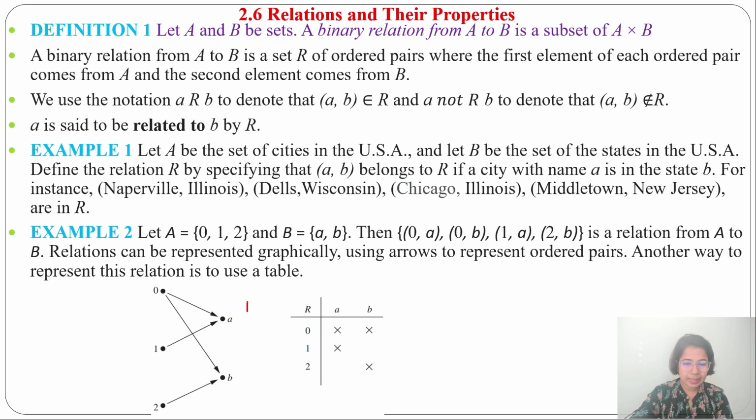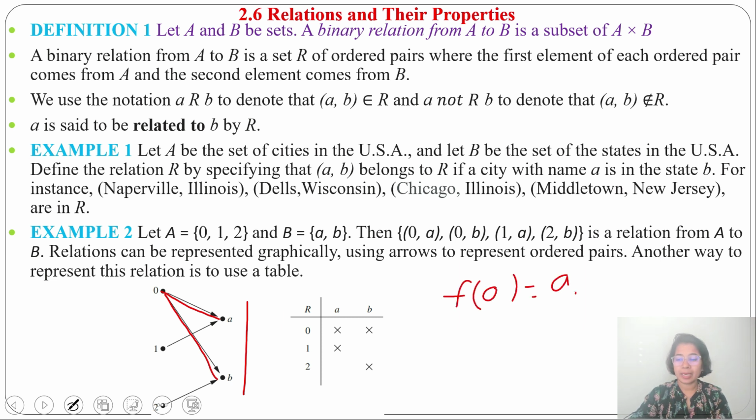Just note that this relation is not a function. 0 is related with a and 0 is related with b. So this is not a function but it's a relation. So you can say every function is a relation but every relation is not a function. 0 is related with a, 0 is related with b, but f of 0 cannot be a and b. So it's not a function but it's a relation.